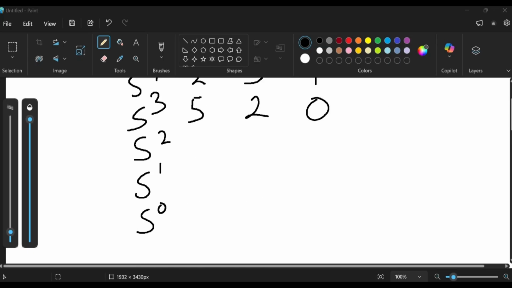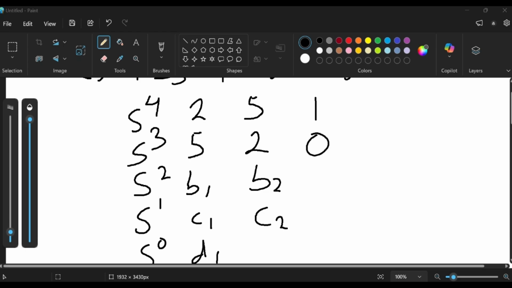For the rest, we would represent them with variables. So we have b1, b2, c1, c2, and then d1. So this is what our array looks like.